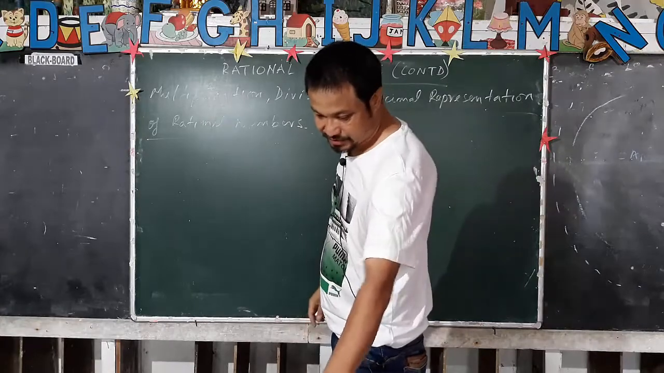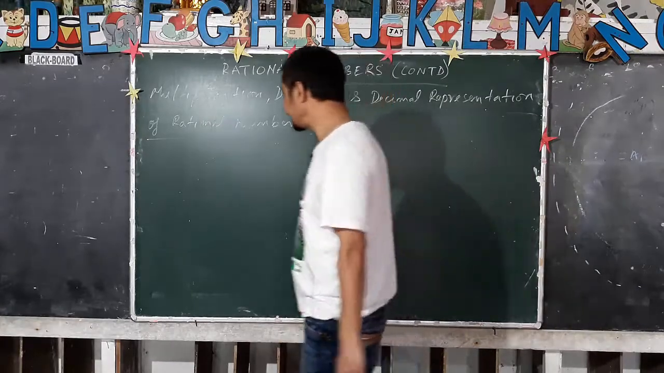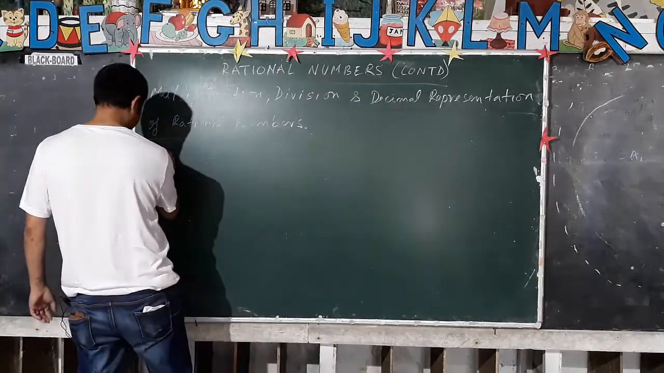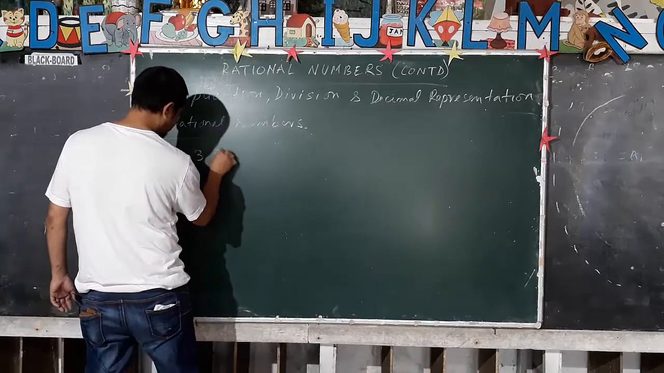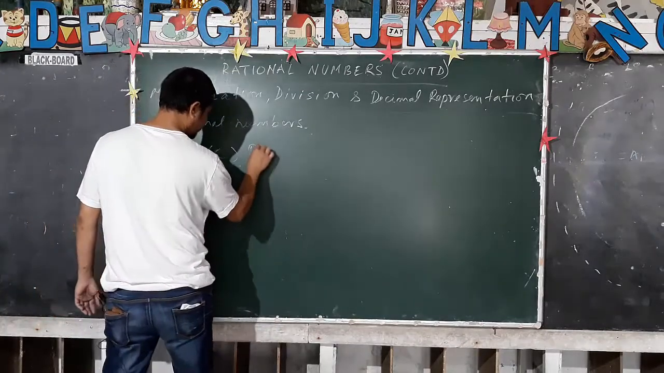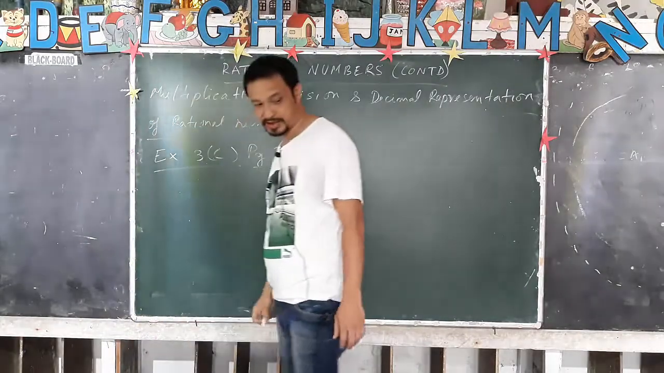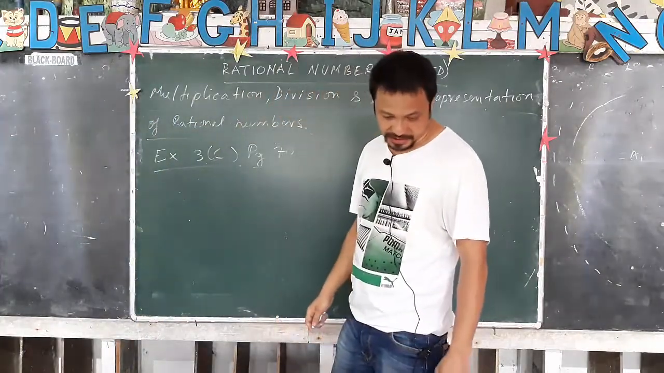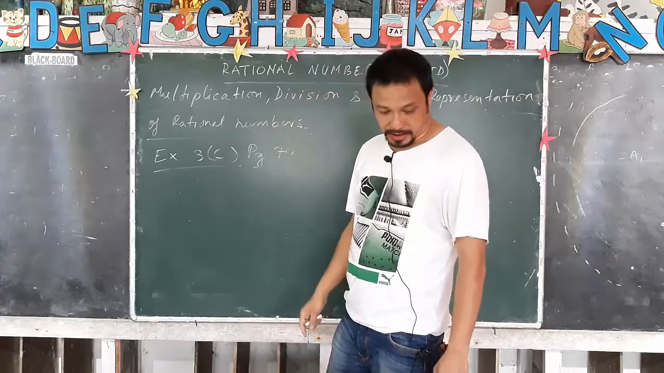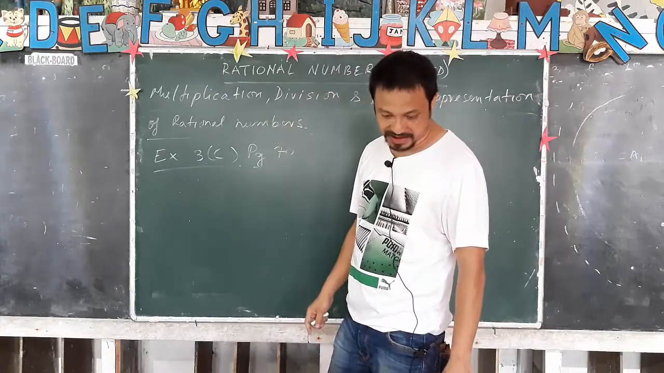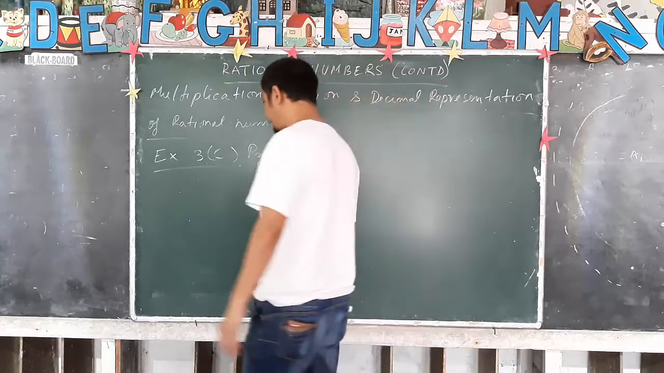So for that you need to go to page number 70, exercise 3C. I think this is page 70 from the book that we are using. Okay, so first we'll go to number 1, multiply. Okay, it's a very simple thing.